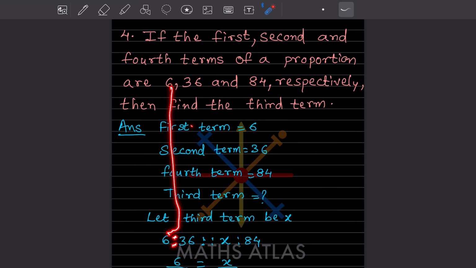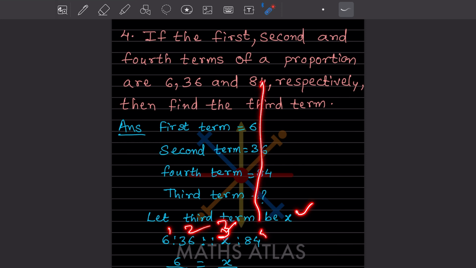This is to sign, 36. In place of is equal to, you can also put these 4 dots. Third term, we consider this x, so you will put here 1, 2, 3. And this is the fourth term, this is 84.